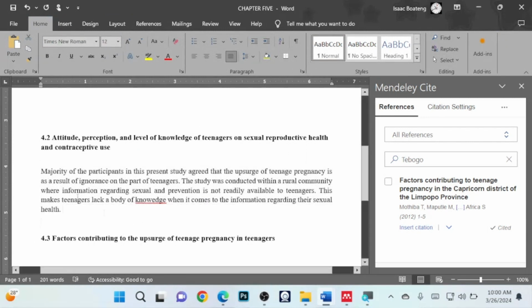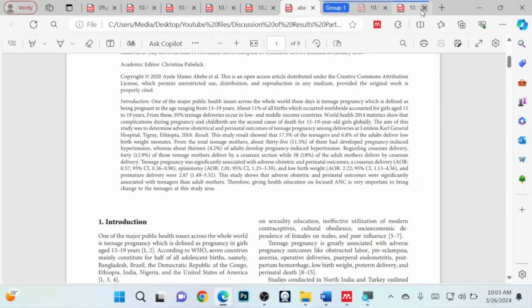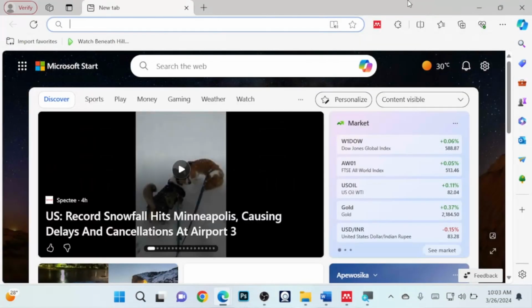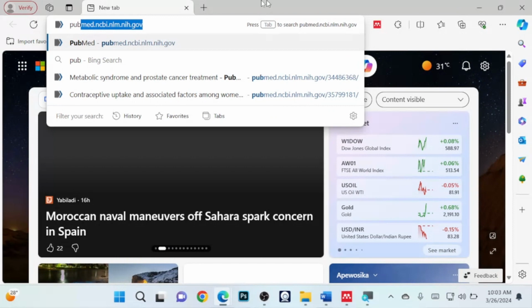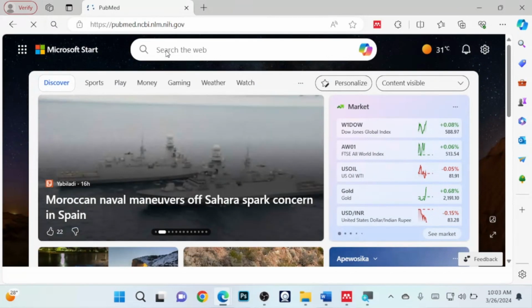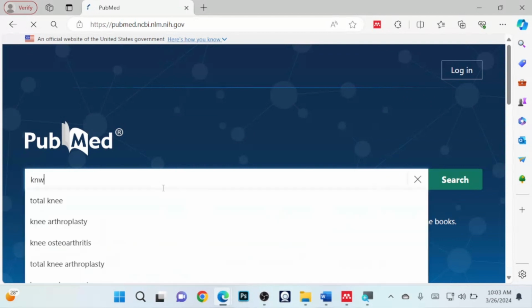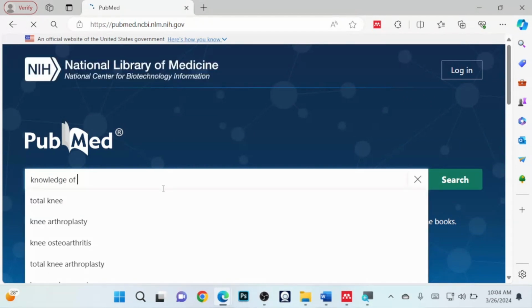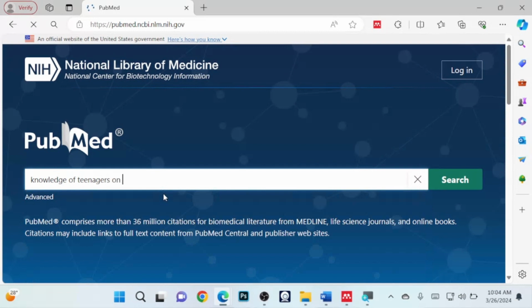Okay, now I am not done. Right after discussing these results and giving this information, the next thing you want to do is find a study that reported on the knowledge of students or teenagers on sexual reproductive health. You can come to your web browser, maybe open PubMed, and search for knowledge of teenagers on teenage pregnancy and see if I'll get some studies over there.